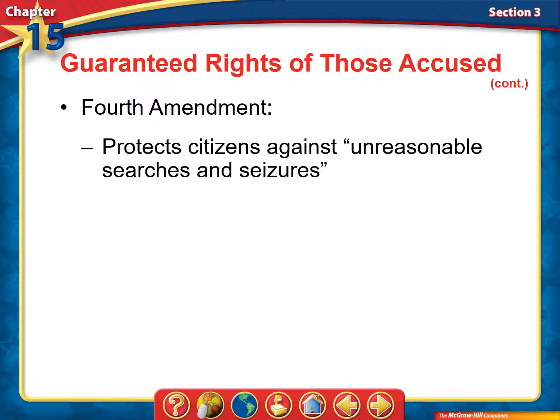Specifically, the 4th Amendment protects citizens against unreasonable searches and seizures. That means that if an officer approaches you and asks to see your possessions, you have the right to refuse. You have the right to say, I would prefer not to show you those things. And they cannot compel you by law. Again, an officer can come to your house, but unless you invite them in, they are not allowed in.